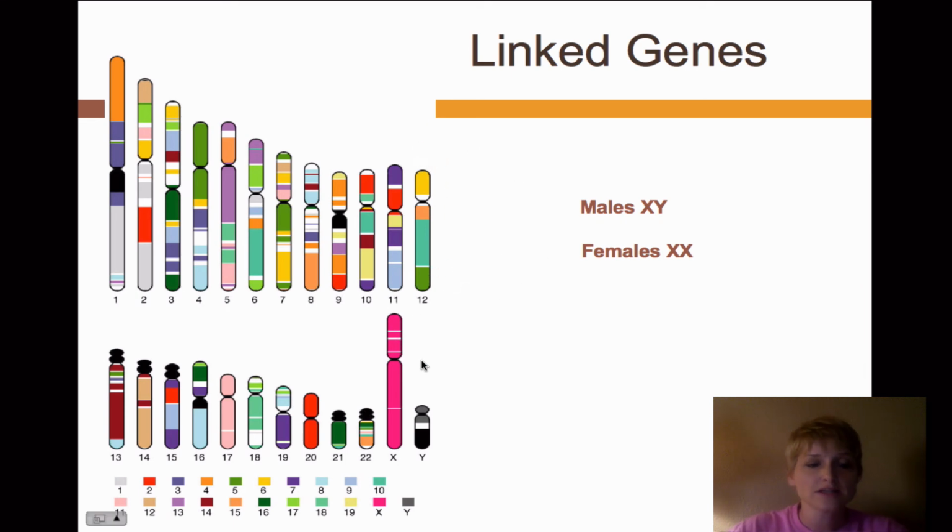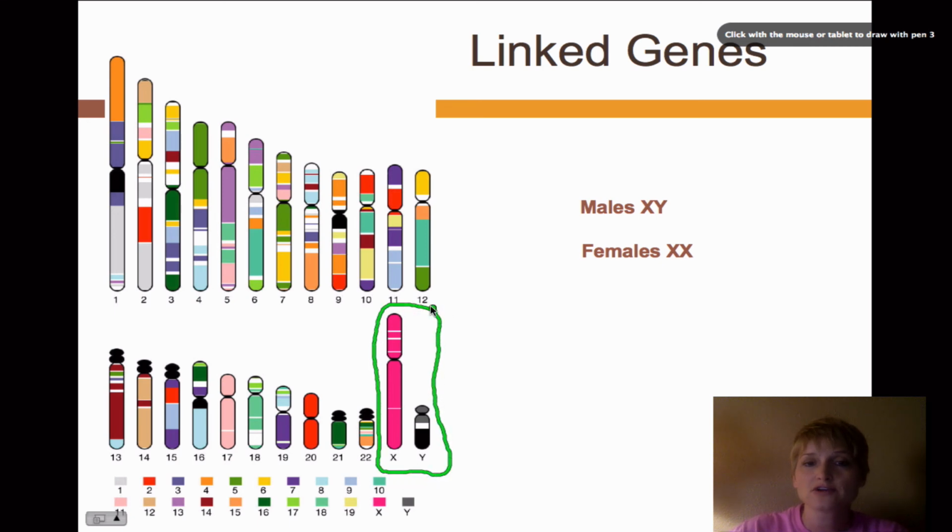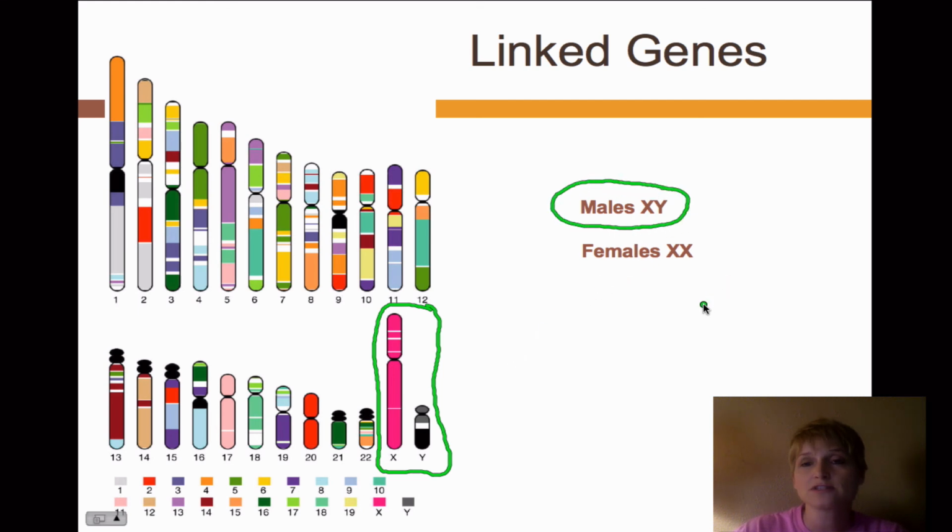We also see that the X and the Y chromosomes indicate whether it's a male or a female. Males have an X and a Y chromosome. Females have two X chromosomes. So if you have an X and a Y chromosome, you're a male. If you don't have a Y chromosome and instead you have two X chromosomes, you're a female.